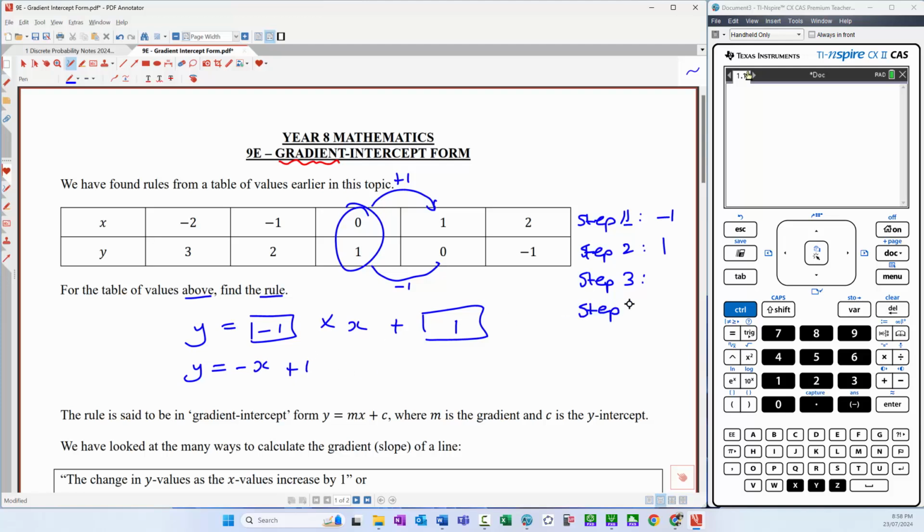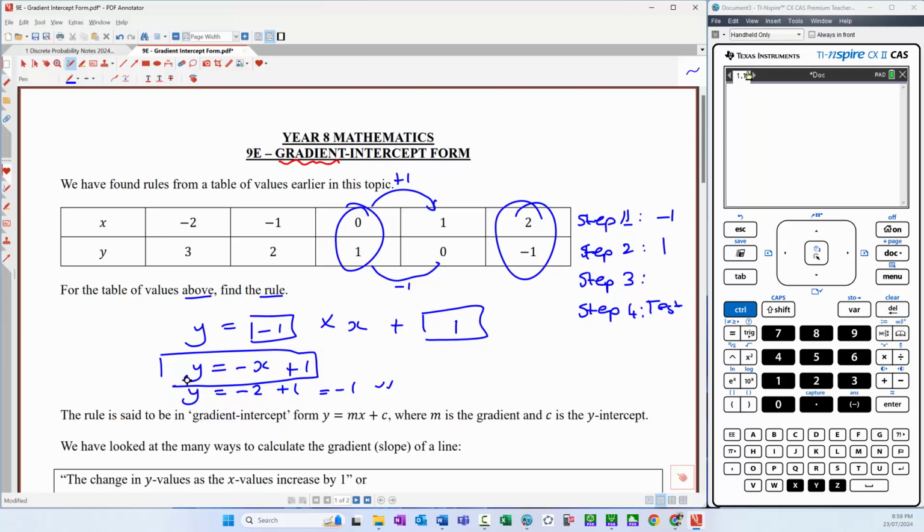Now remember, step 4 was test it. So we'll use this point here. I'm going to substitute x equals 2 in, and if it's working correctly, the rule should produce negative 1. So let's try it. y equals negative 2 plus 1, and indeed that equals negative 1. So our rule is working.